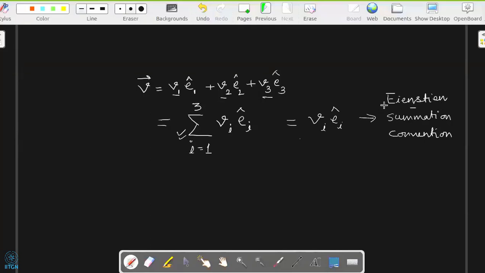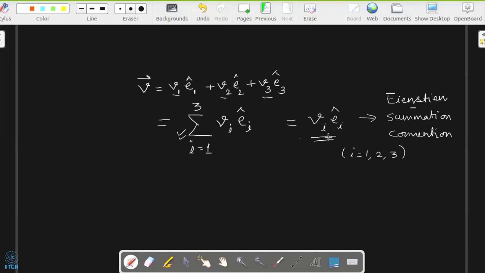For simplifying the equation, not writing all the summation signs, they have just simply removed them. When we are writing v1 e1 plus v2 e2 plus v3 e3 as simply vi ei, keeping in mind that i varies from 1 to 3 if it is a three-dimensional geometrical space, then this is known as summation convention.